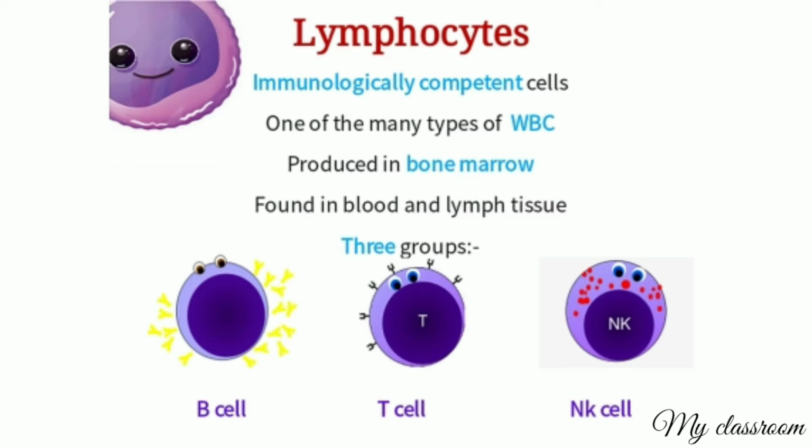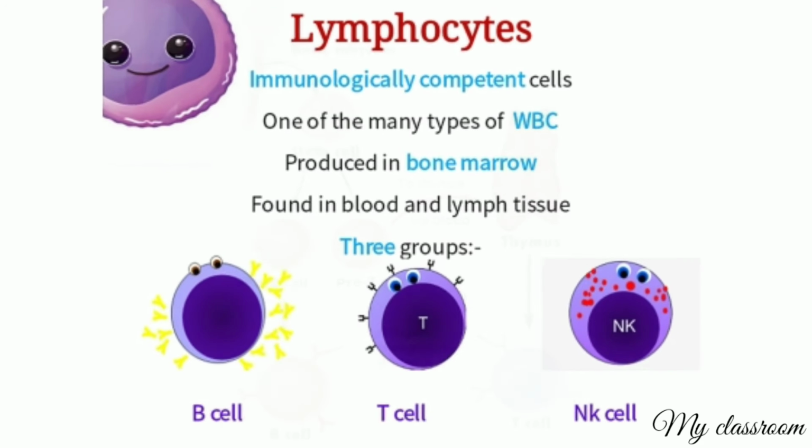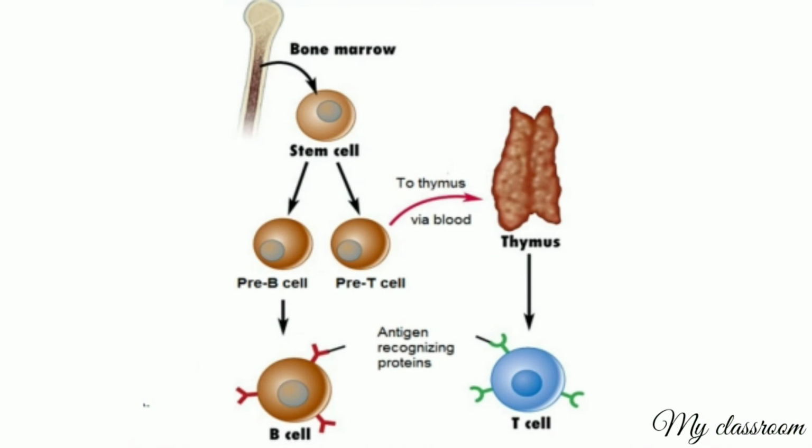They are the immunologically competent cells, one of the many types of WBC. They are produced in bone marrow, found in blood and lymph tissue. Lymphocytes are of three groups. They are B cell, T cell and NK cell, that is natural killer cell. This picture shows that lymphocytes are produced from stem cells present in the bone marrow.